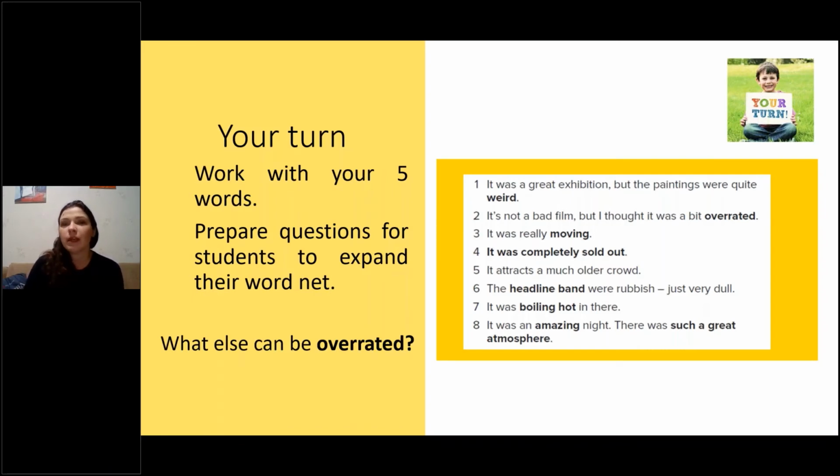For example, here we have the word overrated. It's not a bad film, but I thought it was a bit overrated. What else can be overrated? Yeah, that is the first. Overrated film, maybe overrated singer, overrated song, overrated product, right? So we help to find more collocations with the word.